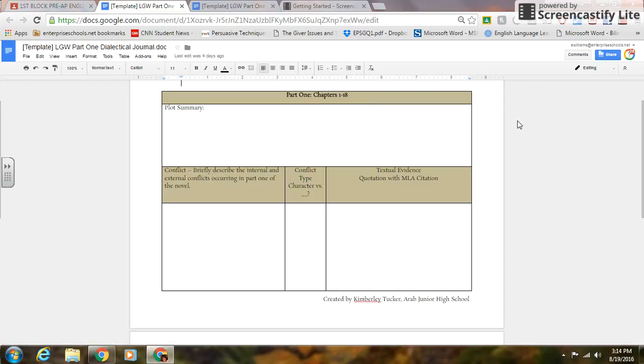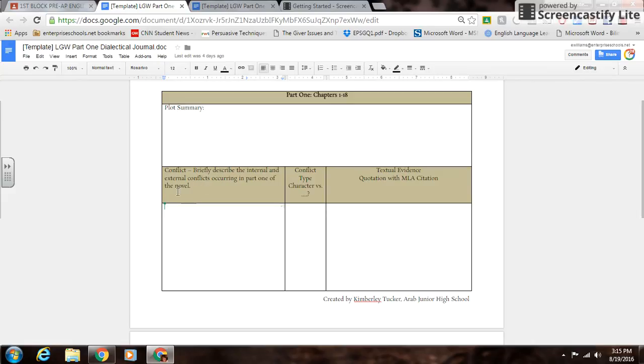Again, our novel is divided into three parts. This particular conflict page will be reflective, meaning that this plot summary you cannot complete until you've completed Chapters 1 through 18. So after you've read Chapters 1 through 18, you will go back and give me a summary of what has happened in the plot for Chapters 1 through 18 so far. Now, this part can be completed as you read.